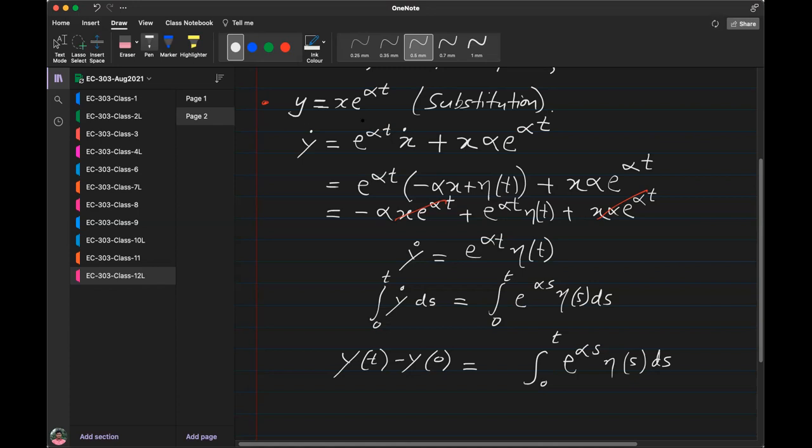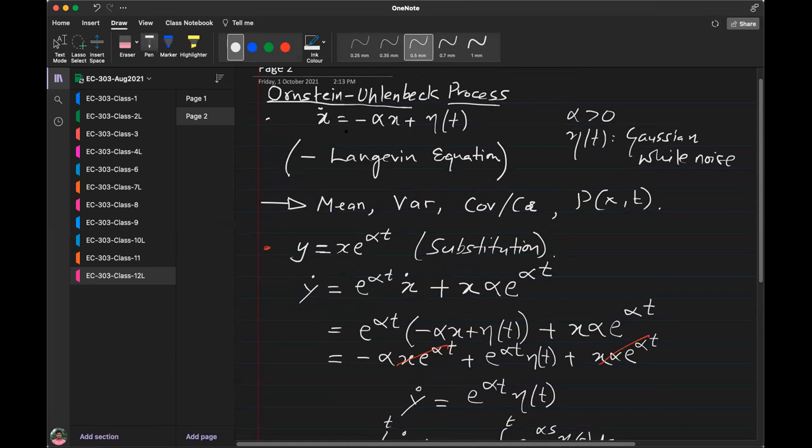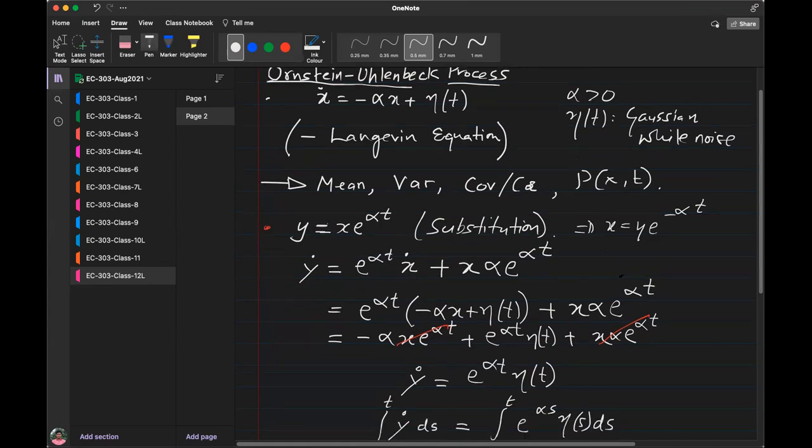Now let's go back to this. Eventually we want to go back to x, because that's what we understand: x is the perturbation from equilibrium. How do I go from x to y? This implies that x is basically y e^(-alpha t). So if I multiply y by e^(-alpha t), we get x.